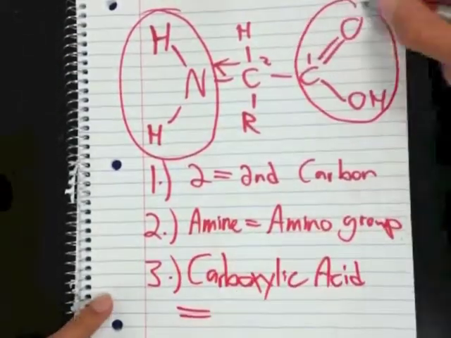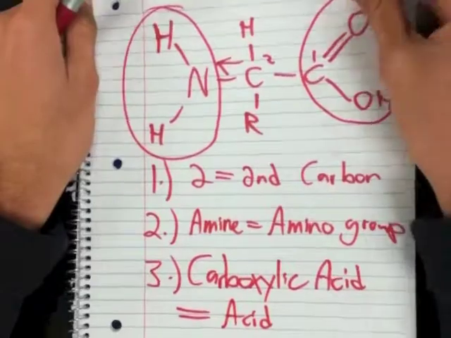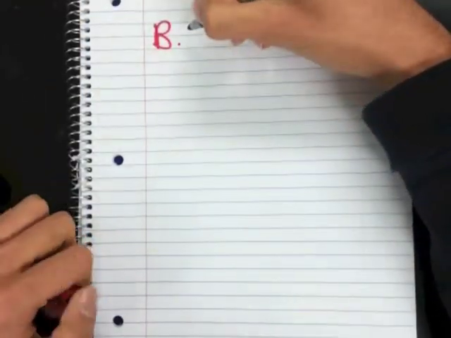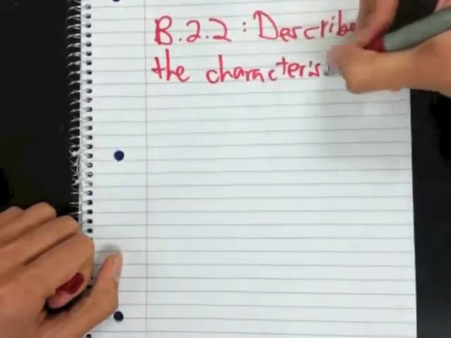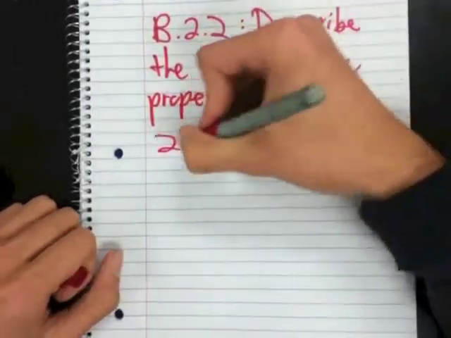So just read that and you're good. Just put the stuff together. Next page, B.2.2. This is describing the characteristics of the amino acids.